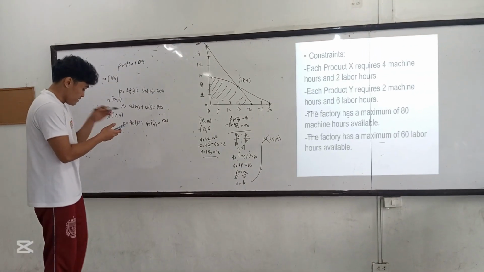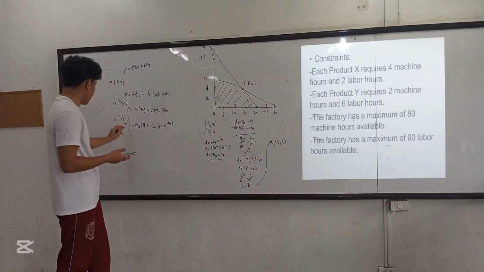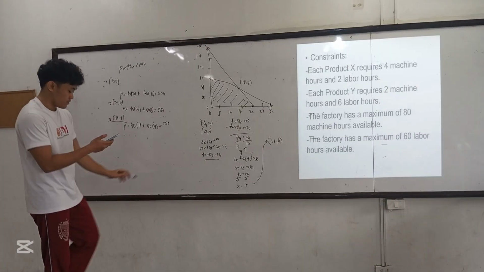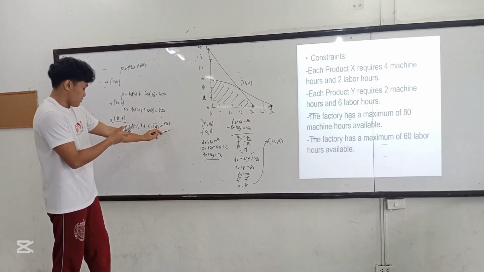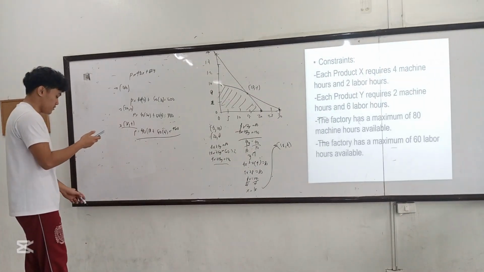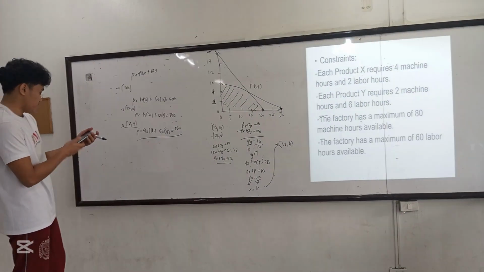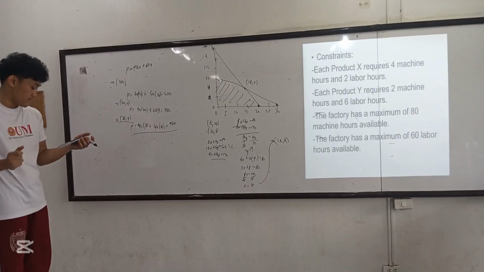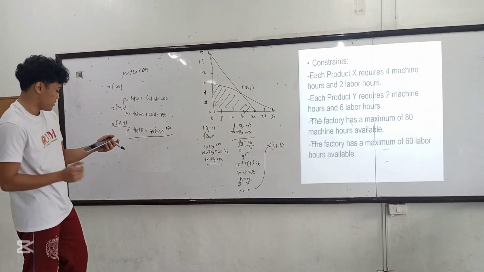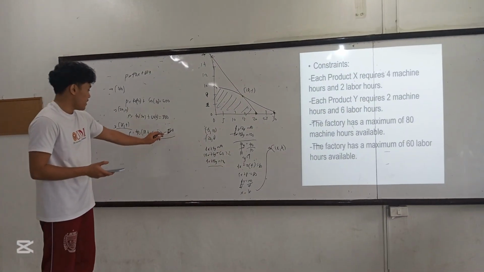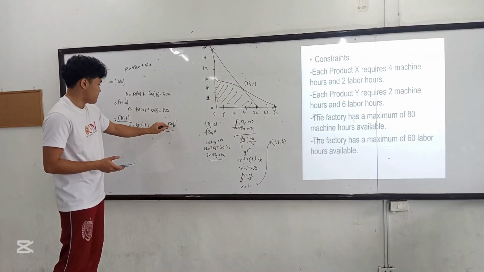The highest profit is found here, and of course, the solution is to produce 18 units of product X and 4 units of product Y, so the maximum profit is $950.